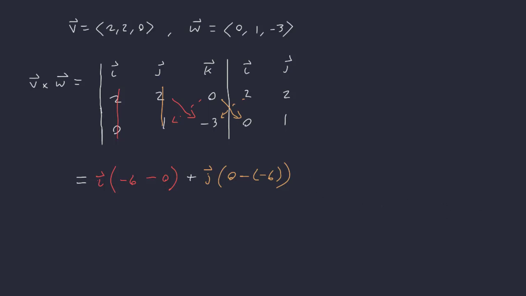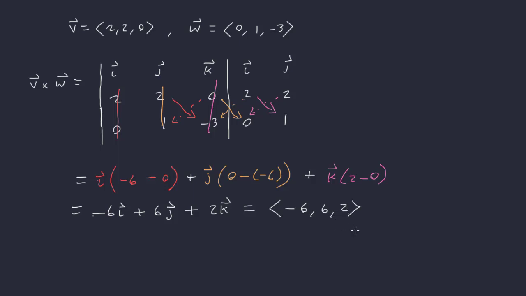All right, so there's our J, and then we'll do the K, which will be main diagonal, opposite diagonal, so it will be 2 minus the opposite diagonal, which in this case will be 0. So we get the vector negative 6i, negative, negative, so plus 6j plus 2k. In other words, this is the vector negative 6, 6, 2.